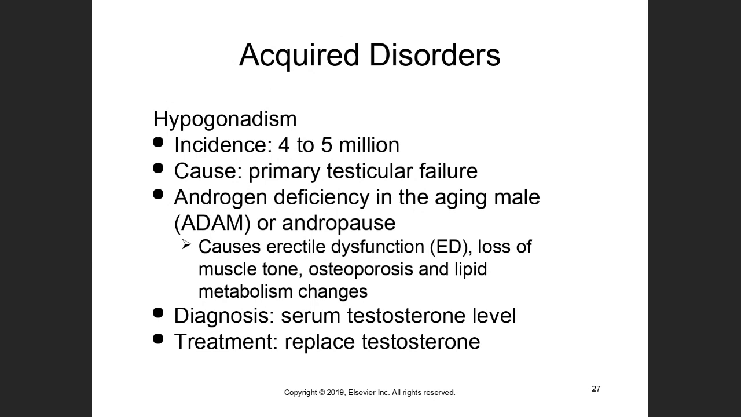Now we have hypogonadism. The incidence is 4 to 5 million. Causes are primary testicular failure, and we have androgen deficiency in the aging male and andropause, which cause erectile dysfunction, loss of muscular tone, osteoporosis, and lipid metabolism change. Diagnosis: you have to check the level of testosterone and replace with testosterone.